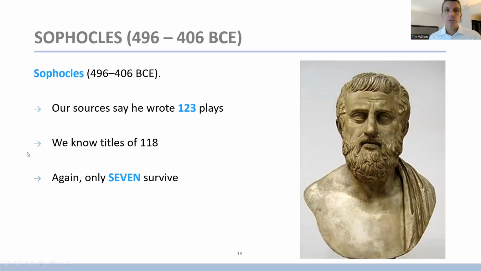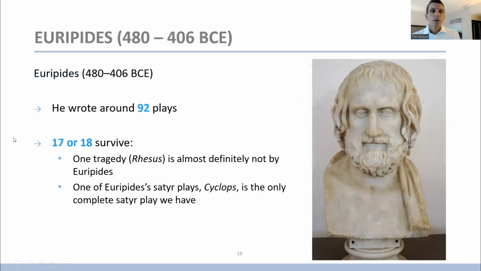Sophocles, even more striking. He lived between 496 and 406. So our sources say he wrote probably 123 plays. Again, only 7 survive. So an even lower proportion of the total output survives for us to try to get a sense of Sophocles' insight into the human condition.